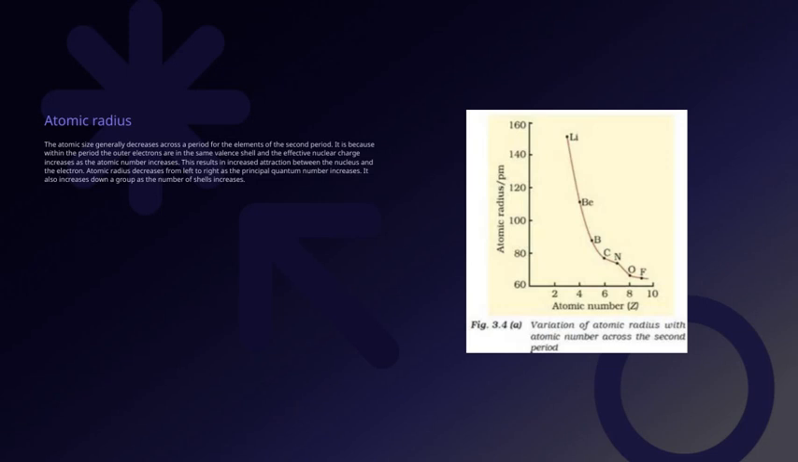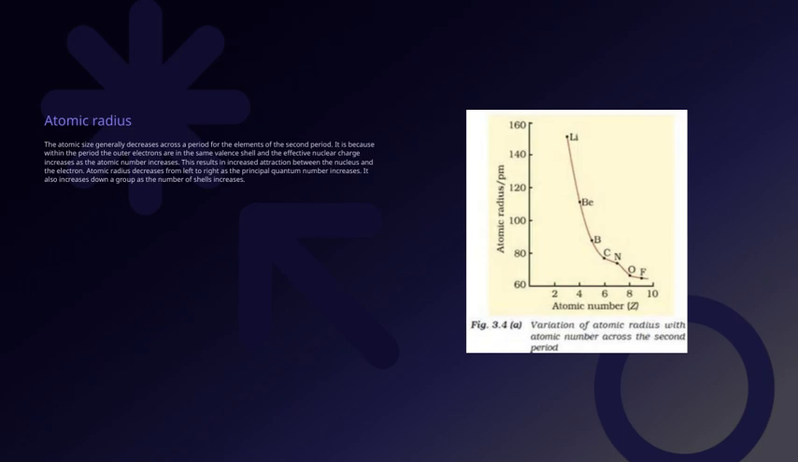Let's talk about atomic size, which is a fundamental concept in understanding the periodic table. Generally, we see that the atomic size decreases across a period, especially in the second period. This is because, as you move from left to right, the outer electrons are in the same valence shell, but the number of protons in the nucleus increases. This increase in protons leads to a stronger attraction between the nucleus and the electrons, which pulls the electrons closer, resulting in a smaller atomic radius. So, even though the number of electrons is increasing, the additional positive charge in the nucleus causes the electrons to be pulled in more tightly.